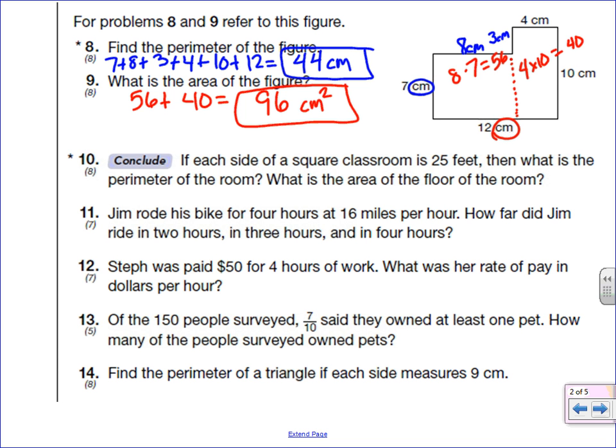Number 10 says, if each side of a square classroom is 25 feet. So just a little picture off to the side here. We have a square. So this is 25 feet, and this is 25 feet. Then what is the perimeter of the room? Well, I have 4 sides that are all 25 feet. So 4 times 25 equals 100 feet.